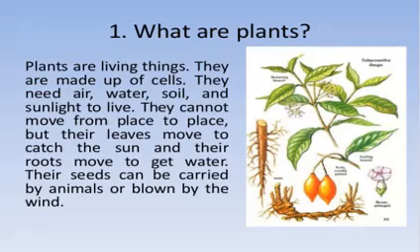But their leaves move to catch the sun and their roots move to get the water. The response towards the sun is called phototropism and the response of the roots towards the water is called geotropism. I think these two terms you read in class 6. Their seeds can be carried by animals or blown by the wind, meaning seed dispersal.